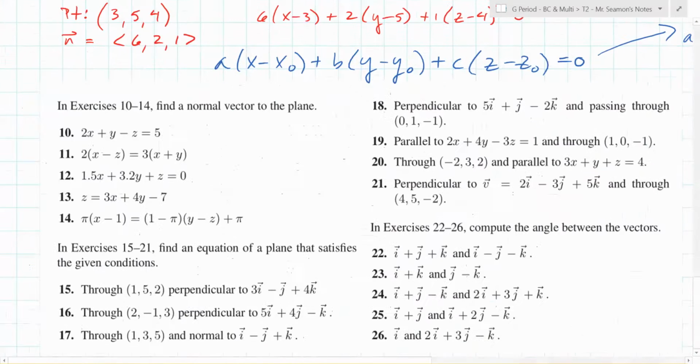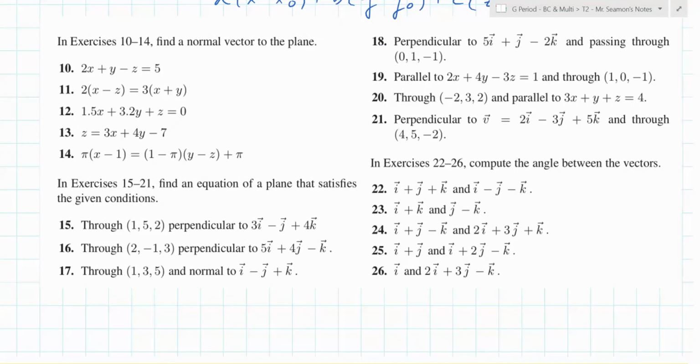So going back over here, for number 10, what's the normal vector? 2, 1, negative 1. Okay. So work through 10 through 26. You can work with pairs.